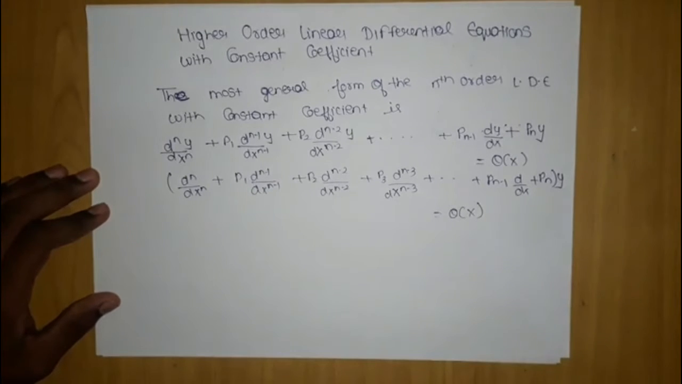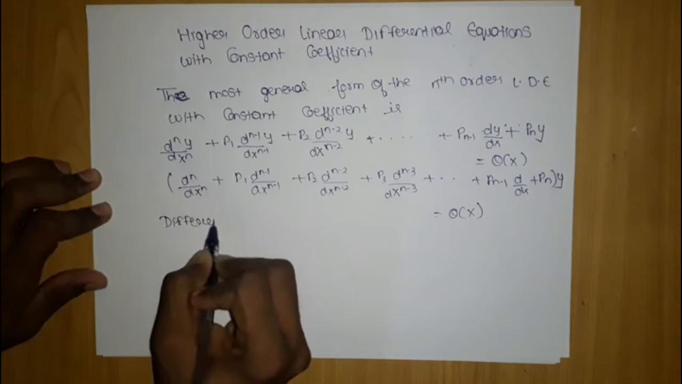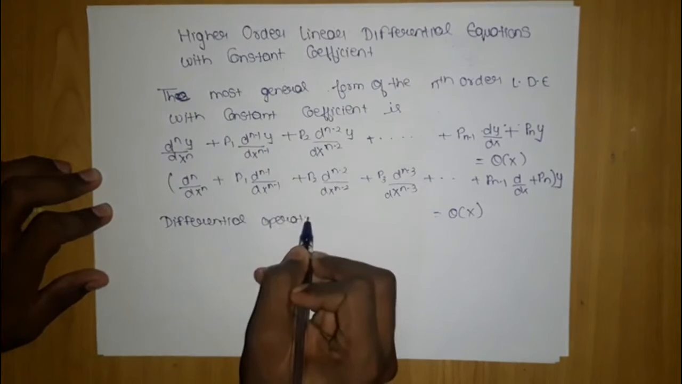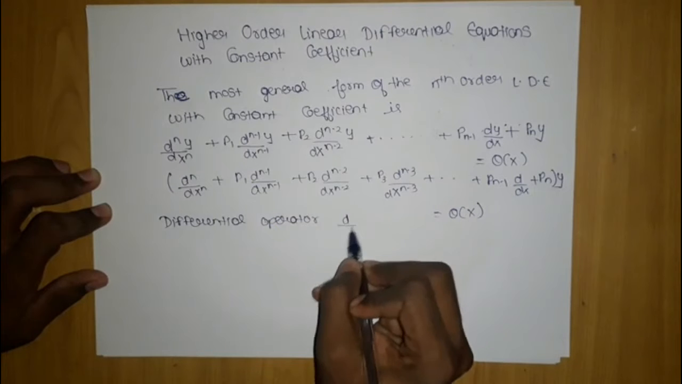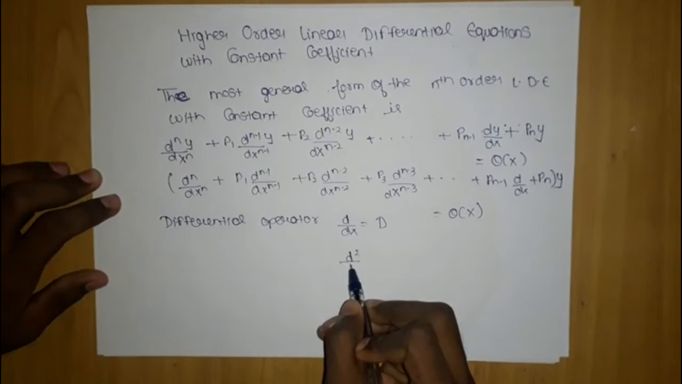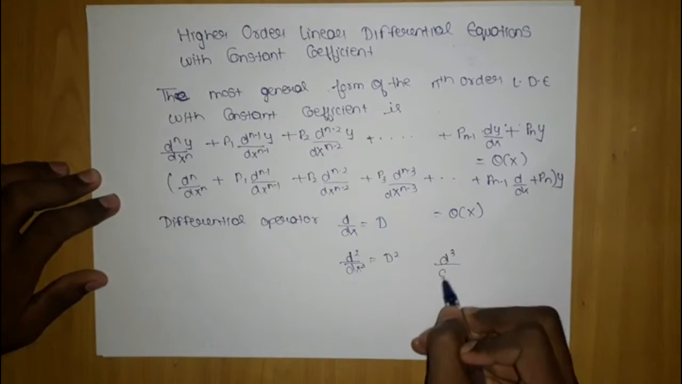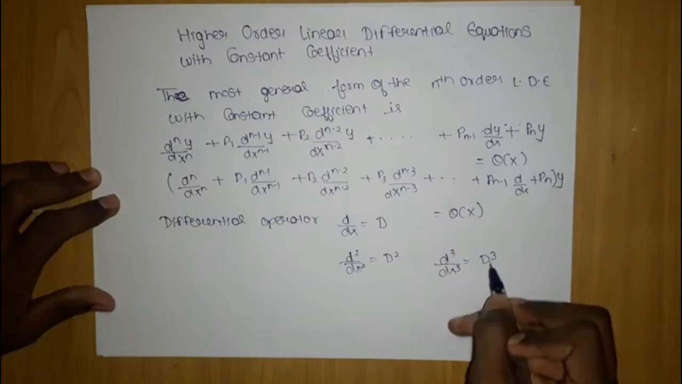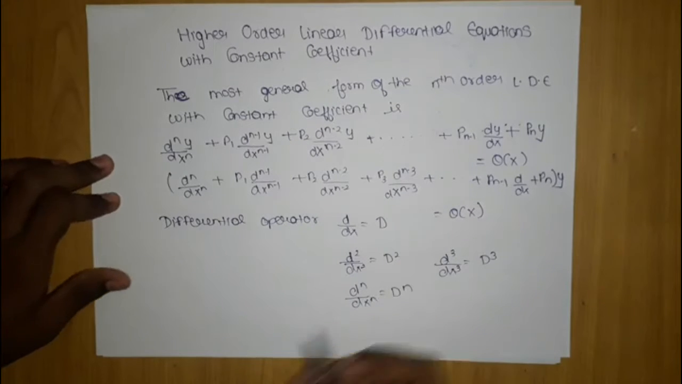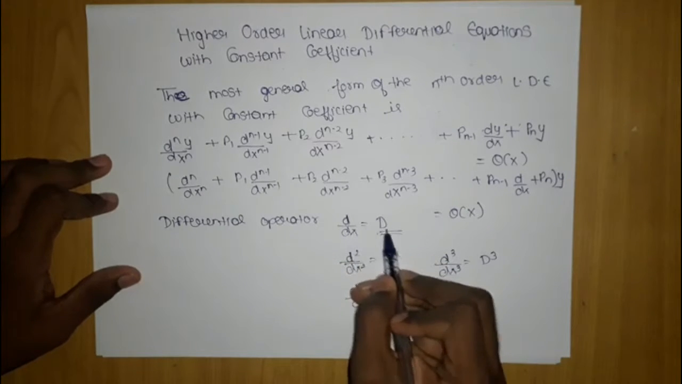Now remember, there is one thing which is called differential operator. Till now we have not discussed about it. What is differential operator? Whenever d by dx appears, we can replace it by D, and if d square by dx square appears, we can replace it by D square. Similarly, d cube by dx cube appears, we can replace it by D cube, and so on. If d^n by dx^n appears, we can replace it by D^n. So what is D? D is the differential operator. Wherever you see d by dx, you can replace that by D.